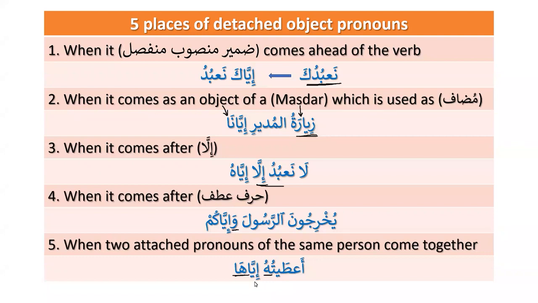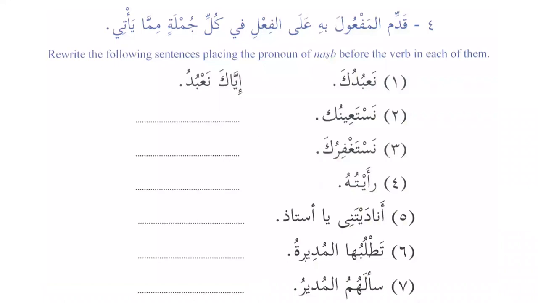So these are the 5 possibilities that we discussed in the previous lesson, and I believe it's a good review. And the reason why we need to review is because most of the exercises that we have will be based on this idea. So I hope inshallah this idea is clear now. Let's do the exercise now.